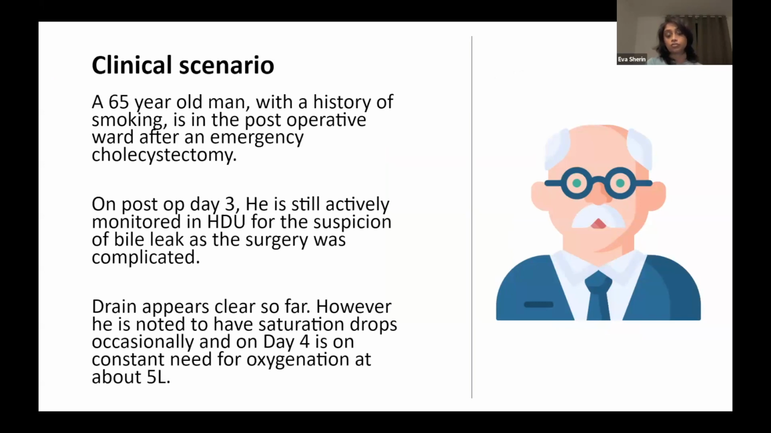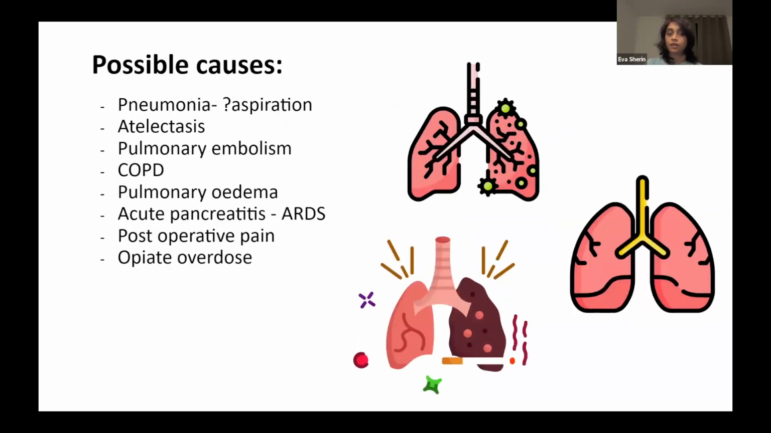Drain appears clear so far. However, he is noted to have saturation drops occasionally on day 3, and on day 4 is on constant need for oxygen at about 5 liters.